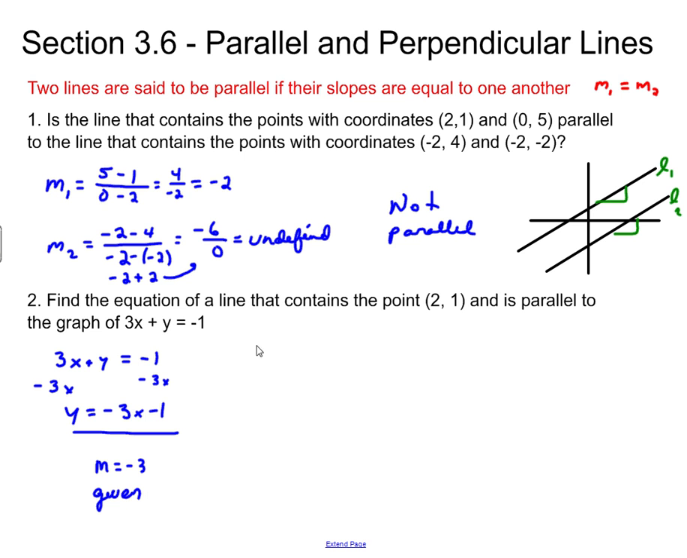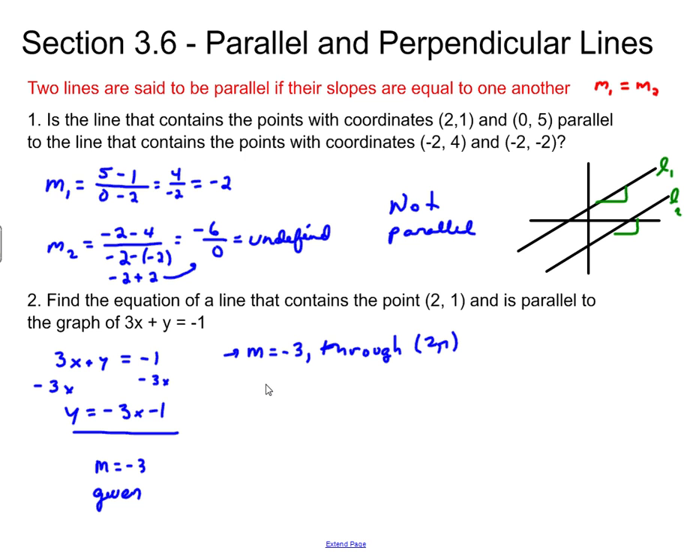What slope do we need? We're going to use the slope -3, and that line is going to pass through the point (2, 1). All right, let's set it up here.